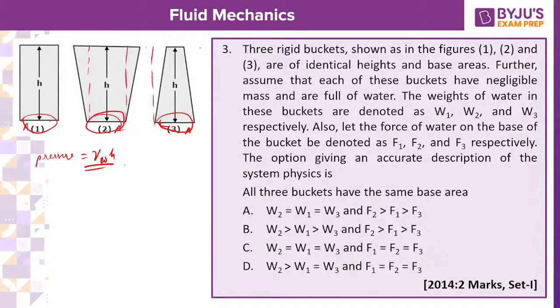From the base area, if you see the volume of the container, the second bucket has a larger volume than the first one, then the third one. Because gamma w into volume will give you the weight. Unit weight is weight per unit volume, so weight by volume multiplied by volume, you get the weight. So the bucket which contains more and more water will have more weight, that's all. Are you able to understand that?